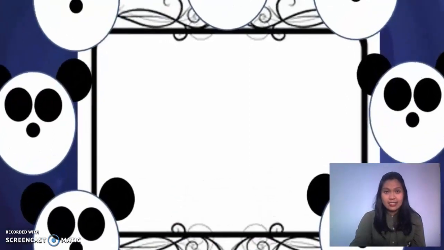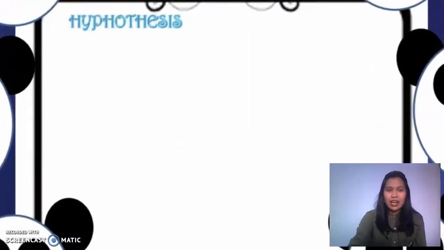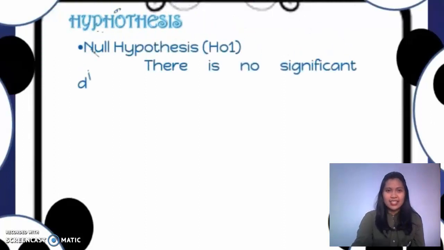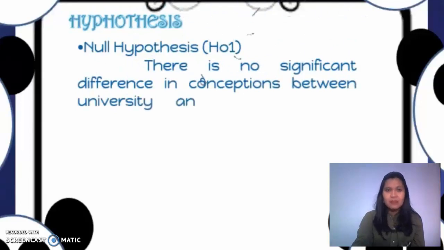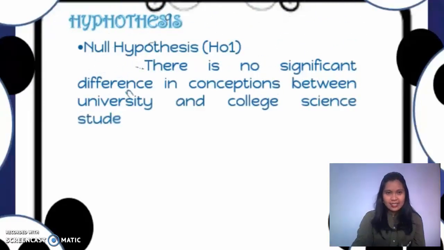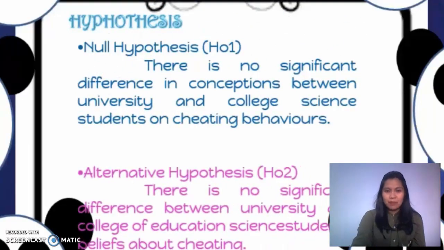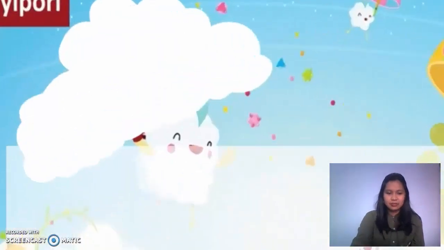Okay, this is the hypothesis of the journal, and it consists of two. The first one is the null hypothesis. It means there is no significant difference in conception. And the second one is the alternative hypothesis. It means there is a significant difference between them. Them in here means the university and college students.